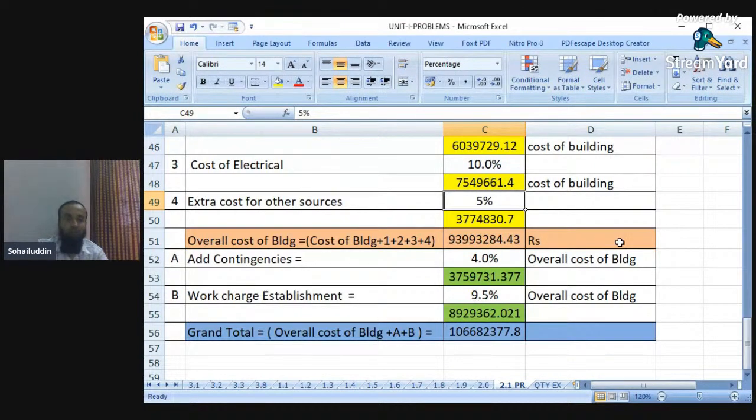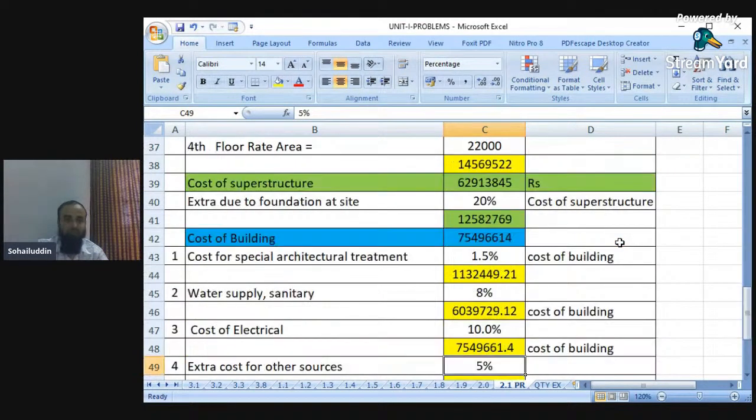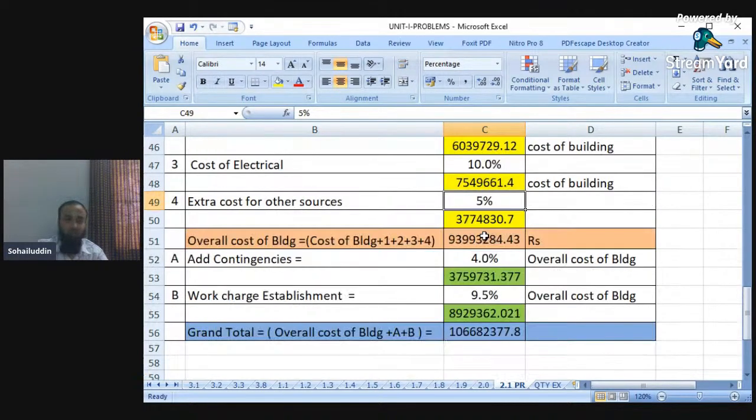Again, the addition is the overall cost of building. That is the addition of all the above heads: the cost of building plus 1 plus 2 plus 3 plus 4. This is nothing but the overall cost of the building. Again 4% has been reserved for contingencies. Again work charge establishment has been taken as 9.5%.